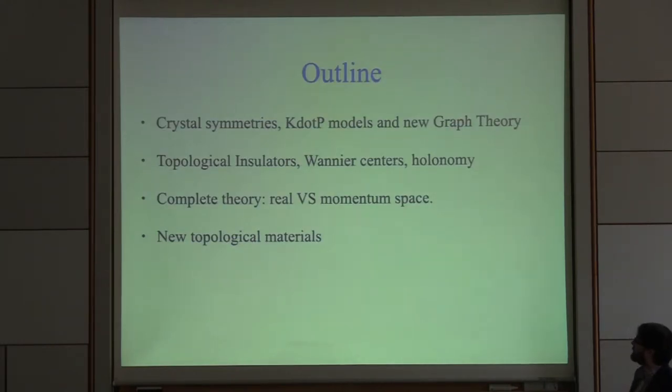Now the way we partition our theories is basically twofold. First of all, we do a mapping between band theory and graph theory in a way that reinterprets K dot P models to capture the full topology of the band structures in the Brillouin zone. This would give you all the types of possible bands that you can have in solid state for non-magnetic groups, with or without time reversal, with or without spin orbit coupling. Now, these would contain both the topologically trivial and the topologically non-trivial bands.